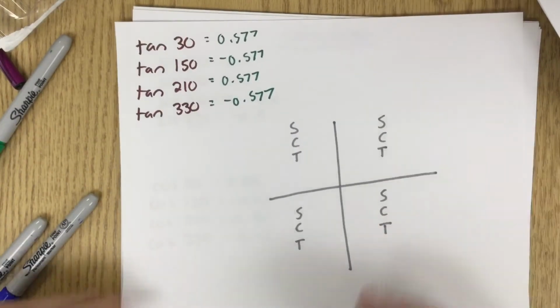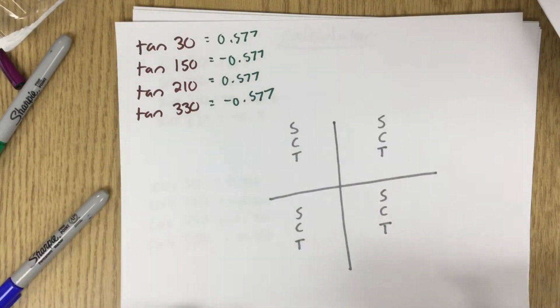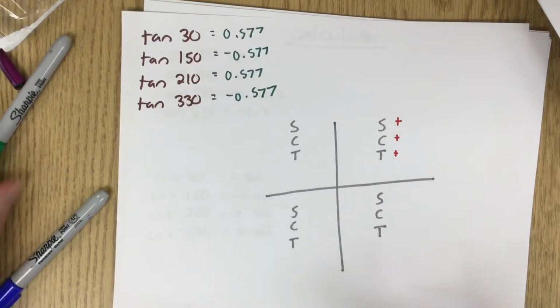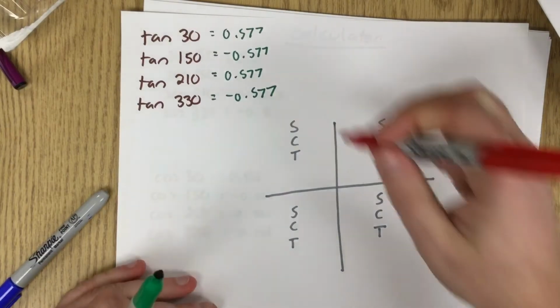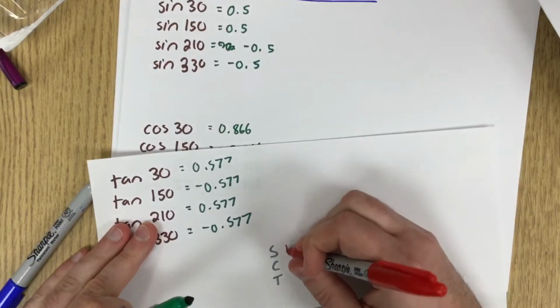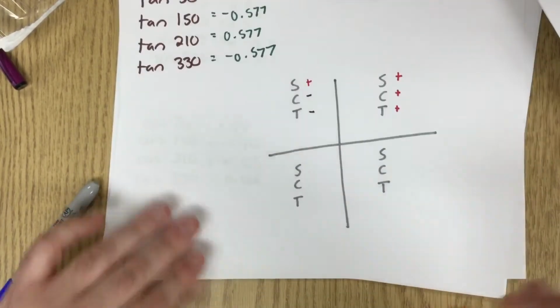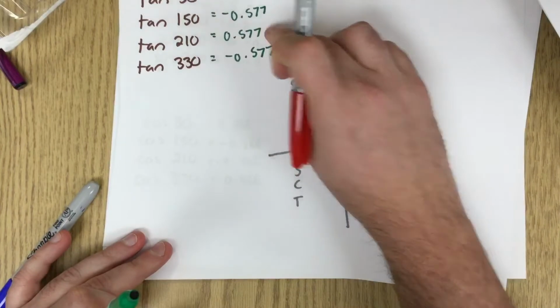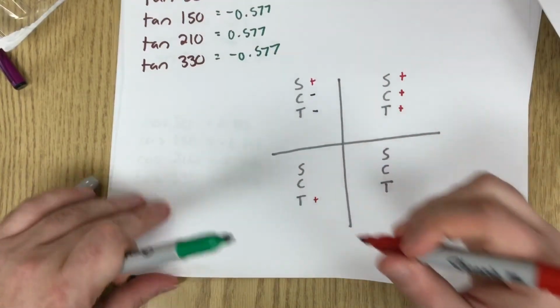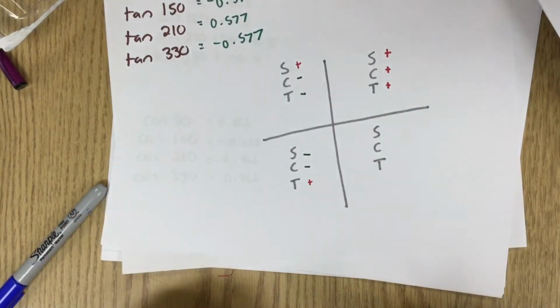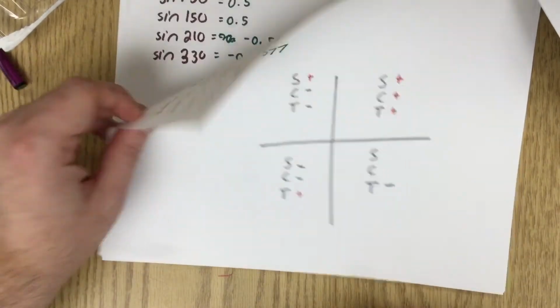So what we find is that in the first quadrant, sine is positive, cosine is positive, tangent is positive. If you go in the second quadrant, you could see that that's the 150. Sine was positive, cosine was negative, and tangent was negative. In the third quadrant, that's the 210, tangent was positive, but the other two were negative. In the fourth quadrant, the tangent was negative, cosine was positive, sine was negative.